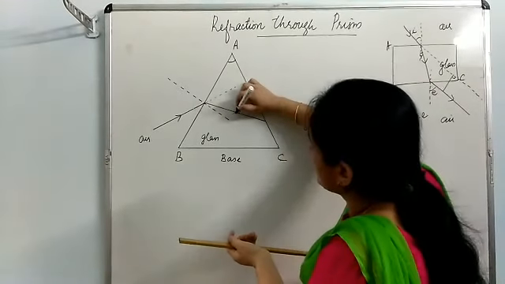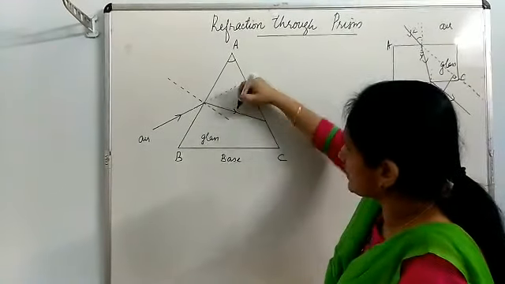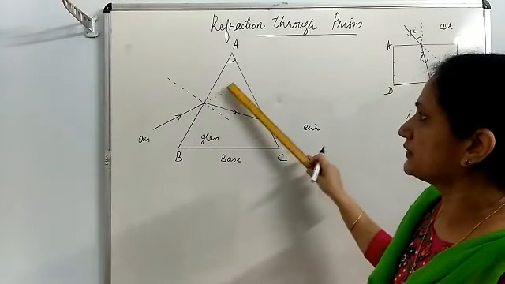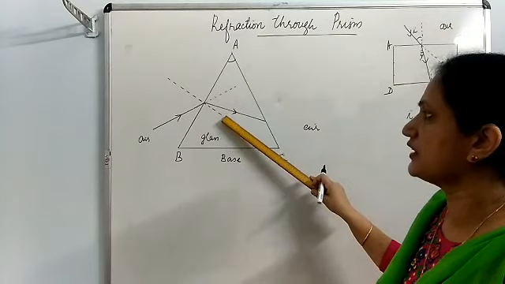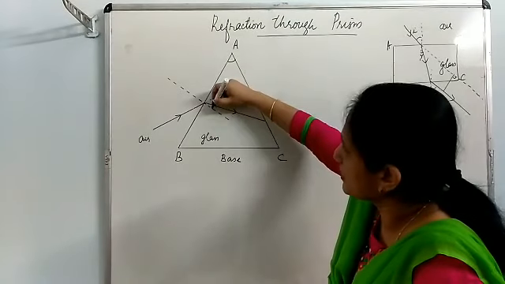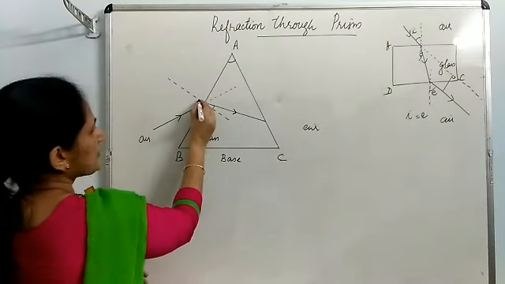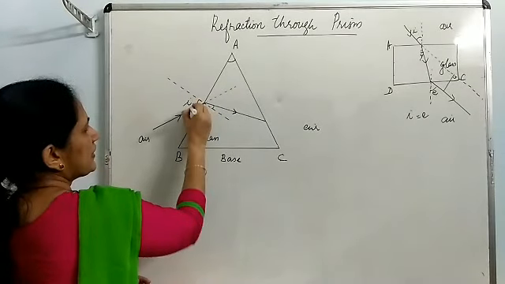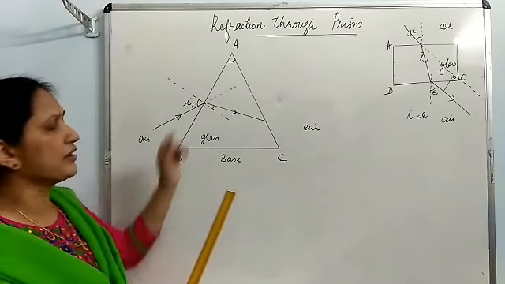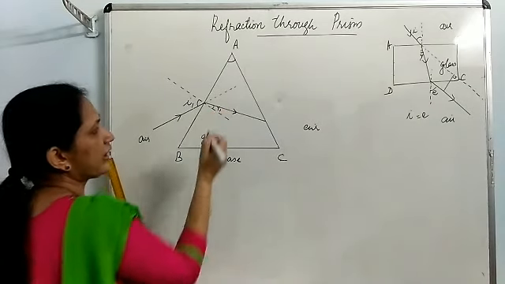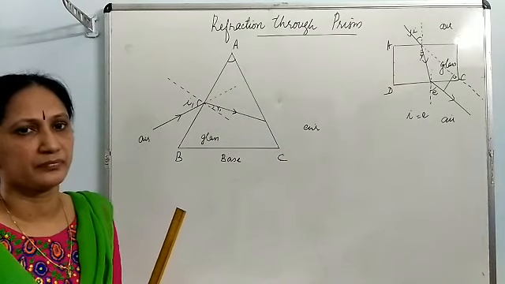This is the refracted ray. From the original path, the ray bent towards the normal. This angle we call as angle of refraction, and this is angle of incidence. I am giving the symbol I1 for angle of incidence and R1 for angle of refraction.